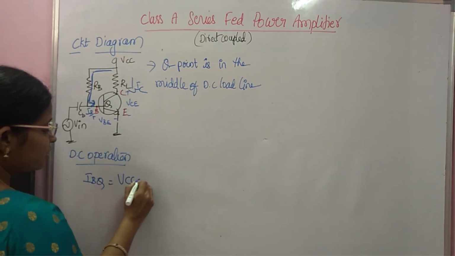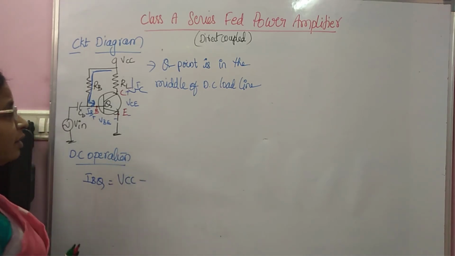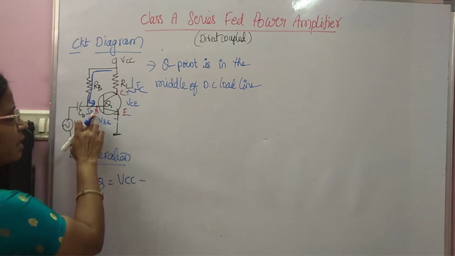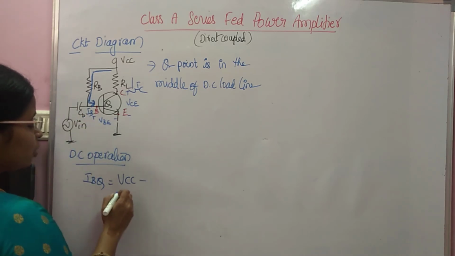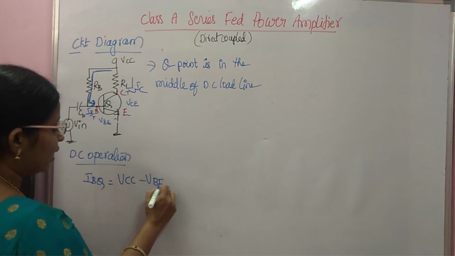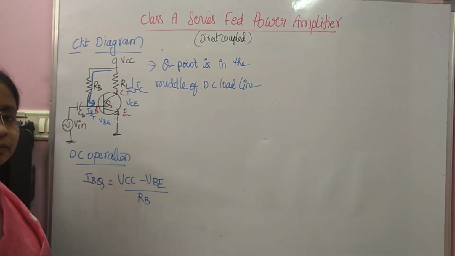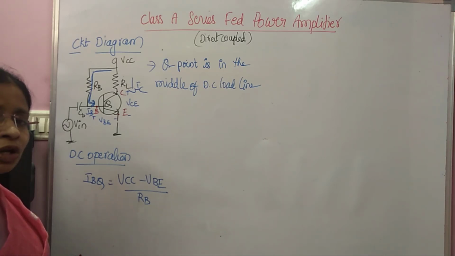RB's other end is at VCC and the current starts from VCC. So, it is VCC minus, what about the other end of RB? The other end of RB is at base, and base is at the voltage VBE. So, it is VCC minus VBE by the resistor value RB. Yes, you know that the Q point is in the middle of the DC load line.